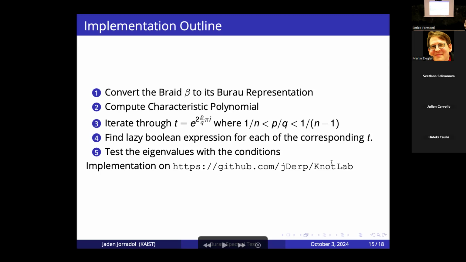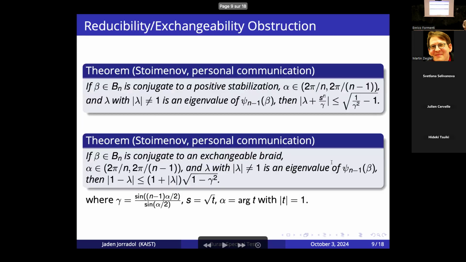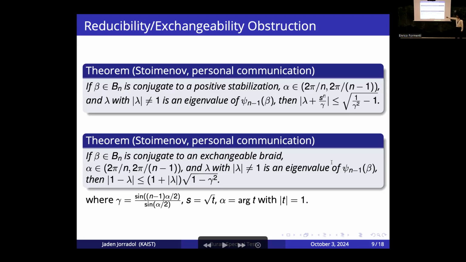So going back to the equation, when you substitute the t in here, gamma and alpha and s are some kind of substitution of t, in which the t is on the ring, where the norm of t is 1. So if the t is substituted, you can test whether the eigenvalue is in the zone or not.